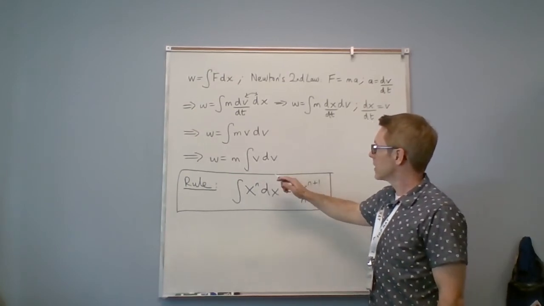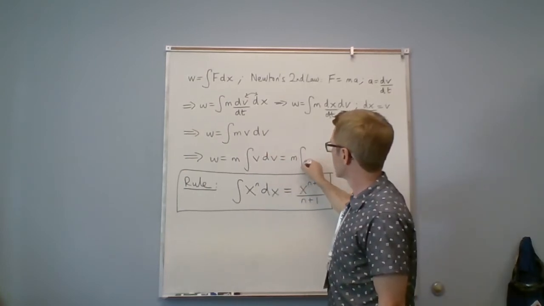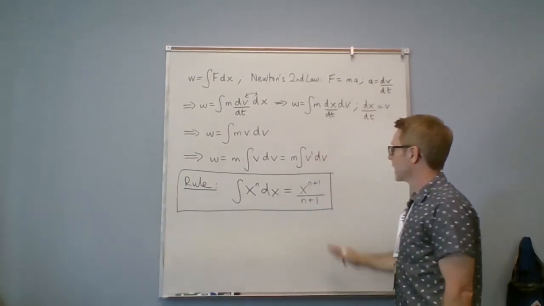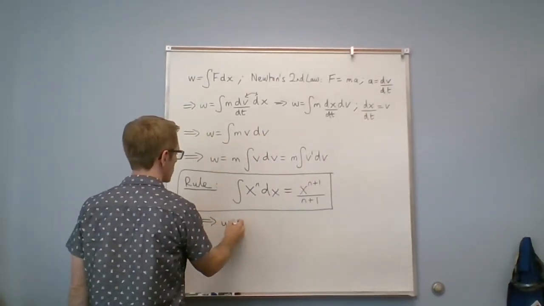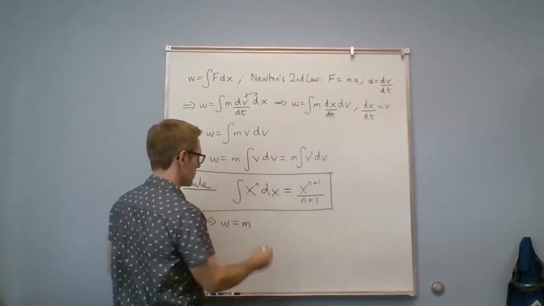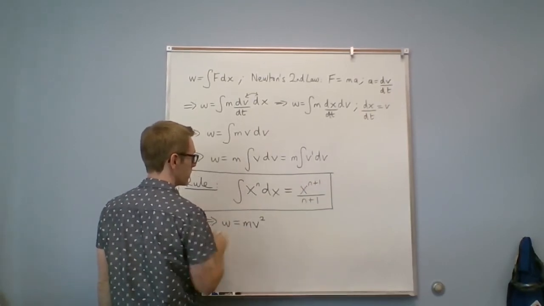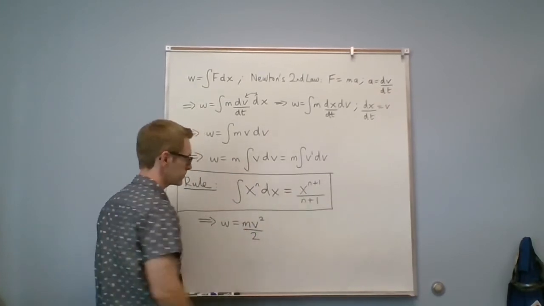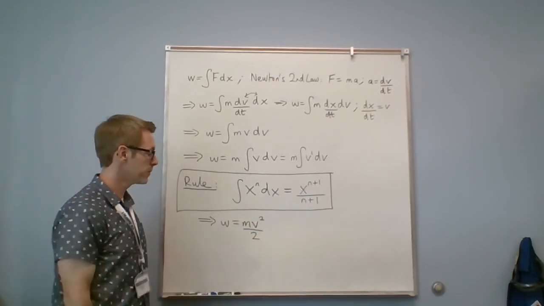We notice here that v is to the power 1. So this is m sum v to the first power dv. If we apply this rule now, work is mass. And then we have v to the 1. So that's v to the 1 plus 1, which is v to the 2, divided by 1 plus 1, which is 2. So we have work is mass times velocity squared over the number 2.